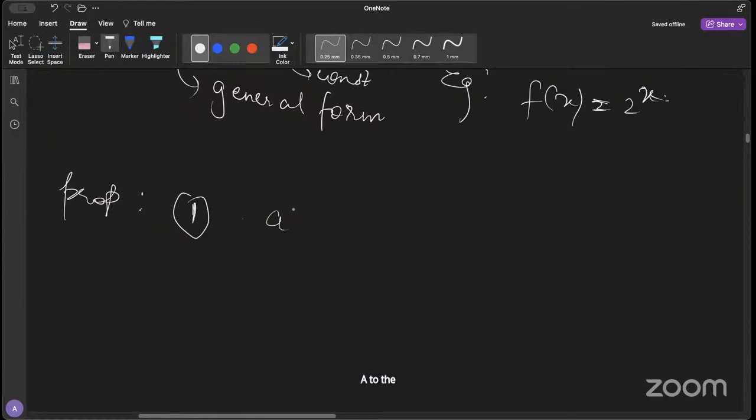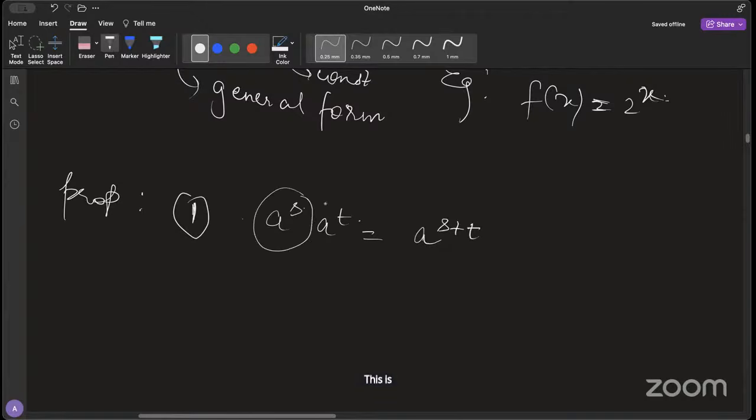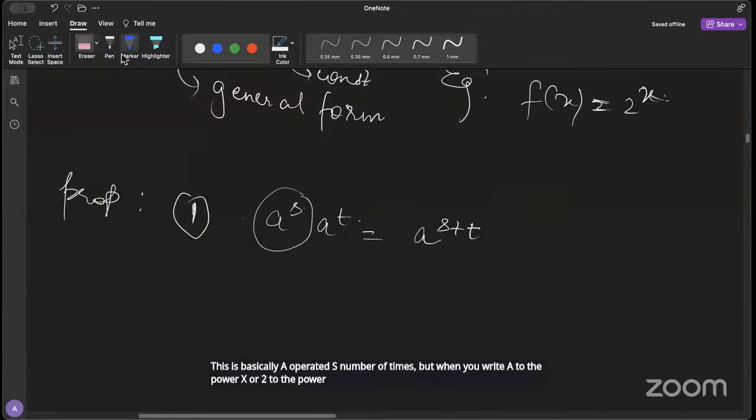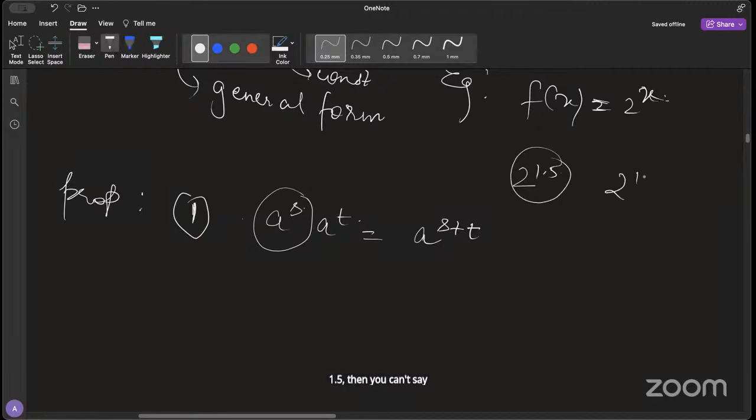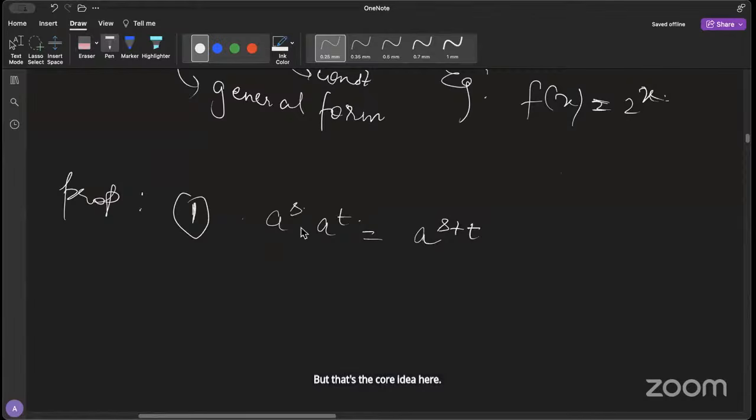a to the power s and a to the power t. If you multiply them, then you can add the powers. This will become a to the power s plus t. This is basically a operated s number of times. But when you write a to the power x or 2 to the power x, and let's say I have 2 to the power 1.5, then you can't say that 2 is operated 1.5 number of times or 1.7 number of times, right? But that's the core idea here. So your powers get added here.